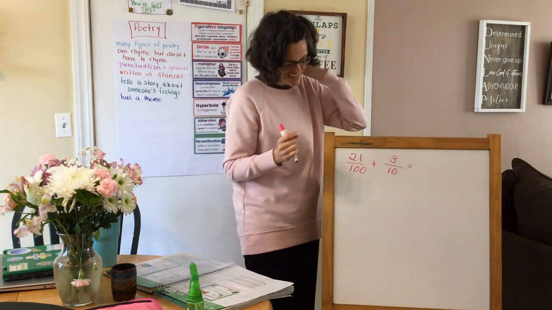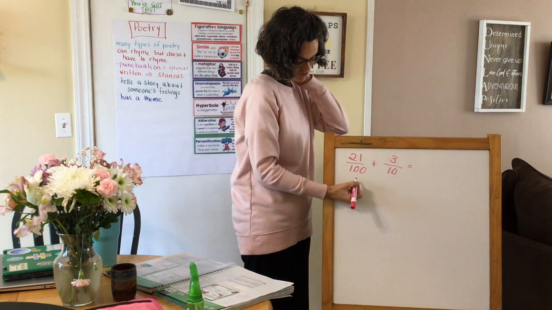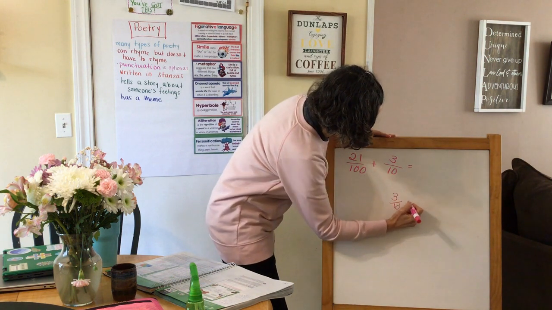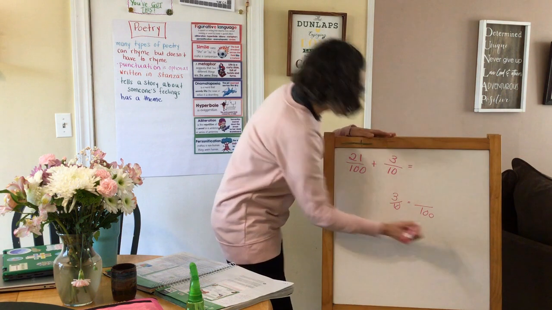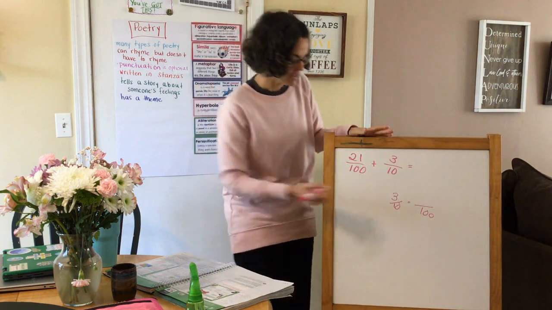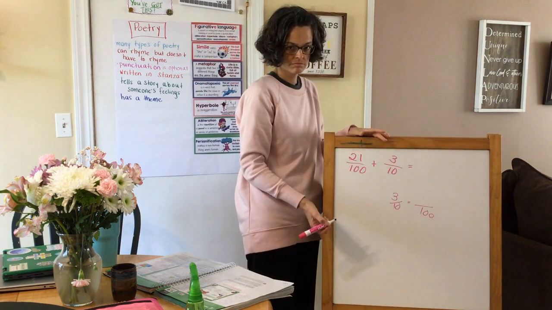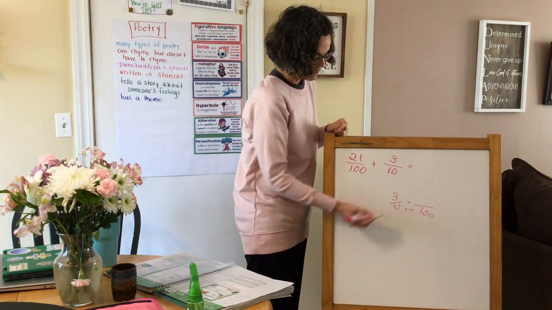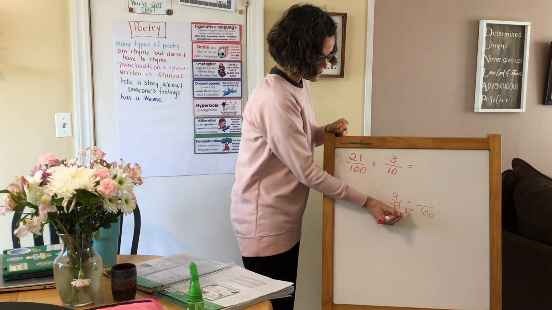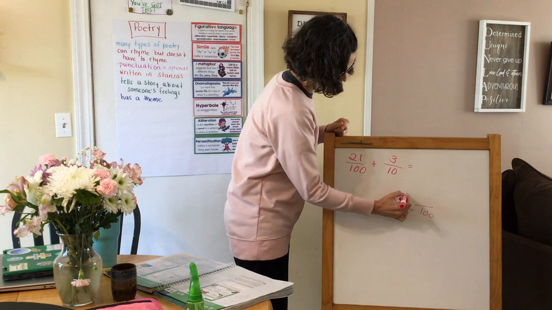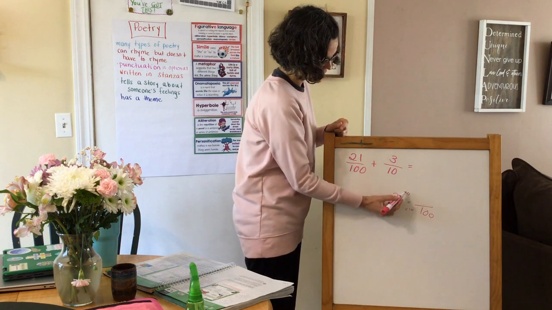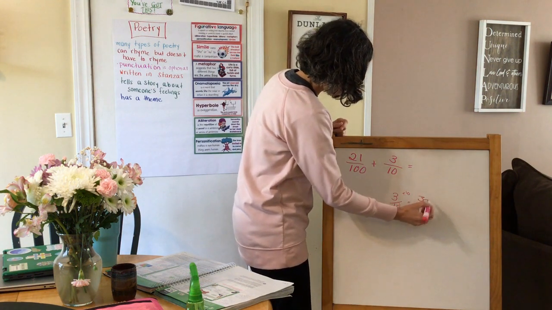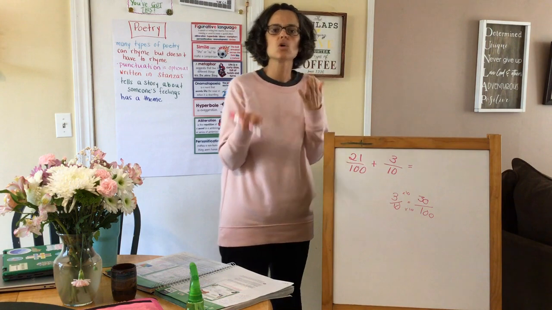All right, so we're going to take tenths and we're going to make it into hundredths. So let's think about that. If I have 3 tenths, I want to make it so that my denominator is 100. How do I get from 10 to 100? I multiply by 10. So if I multiply my denominator by 10, I need to multiply my numerator by 10. So 3 times 10 is 30. So all I did was I came up with an equivalent fraction.